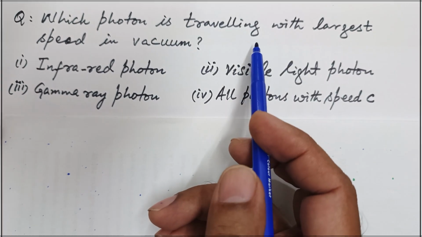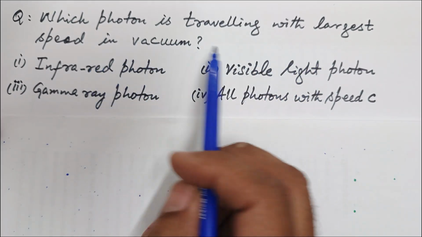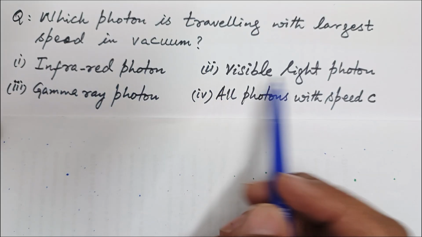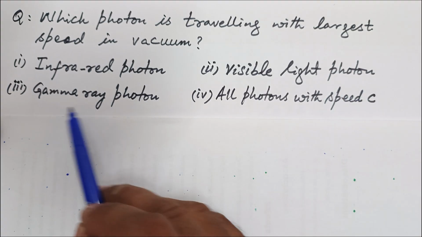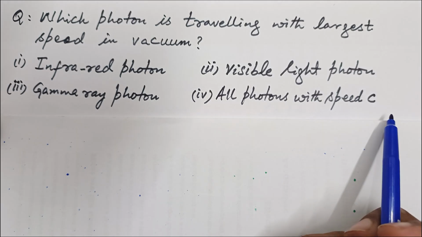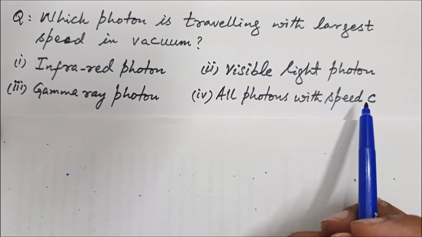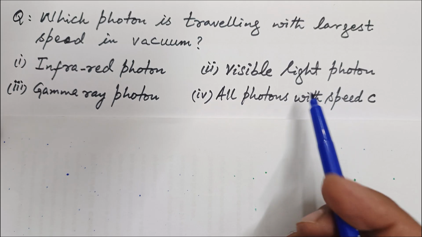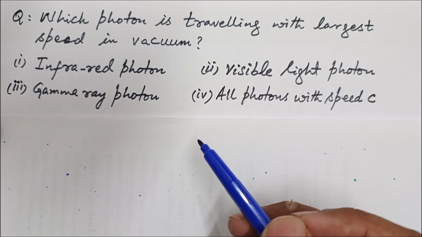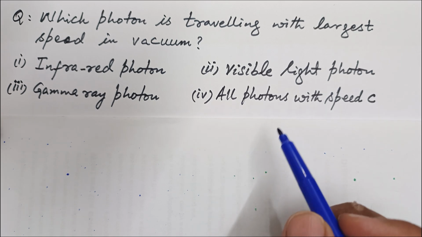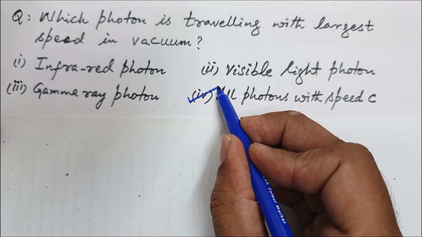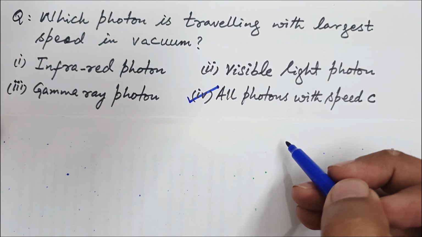Which photon is traveling with the largest speed in vacuum? Number 1, infrared photon. Number 2, visible light photon. Number 3 is gamma ray photon. And number 4 is all photons with speed c. C means speed of light. So we must know that in vacuum the speed of all types of photons, all types of radiation, is the same. That's why the correct option is all photons with speed equal to the speed of light. So the fourth one is the correct option.